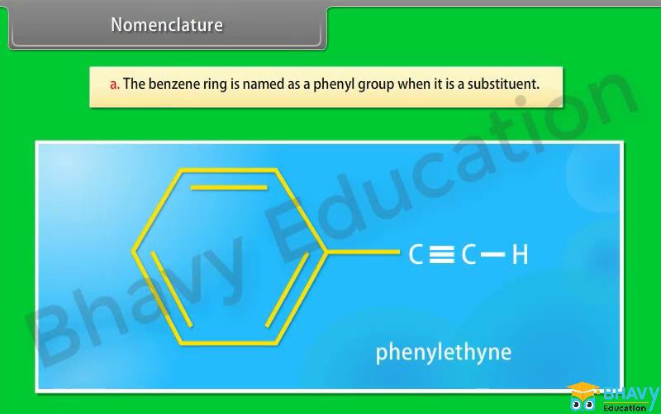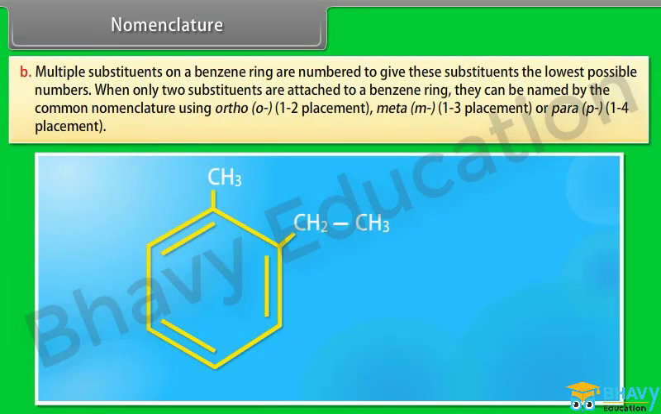A. The benzene ring is named as a phenyl group when it is a substituent. B. Multiple substituents on a benzene ring are numbered to give these substituents the lowest possible numbers. When only 2 substituents are attached to a benzene ring, they can be named by the common nomenclature using ortho, o-, 1,2 placement; meta, m-, 1,3 placement; or para, p-, 1,4 placement. The given compound is 1-ethyl-2-methylbenzene, o-methyl-ethylbenzene.